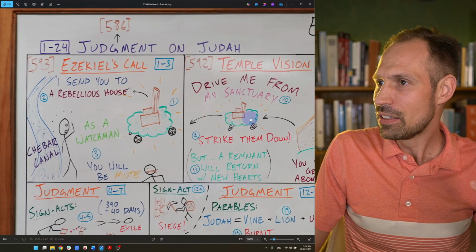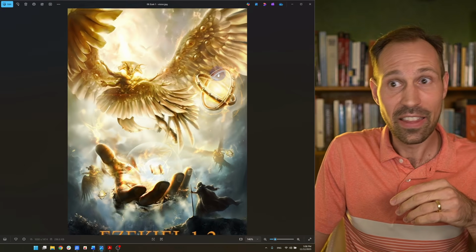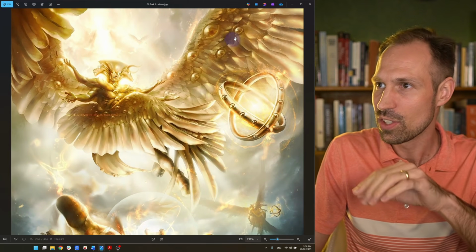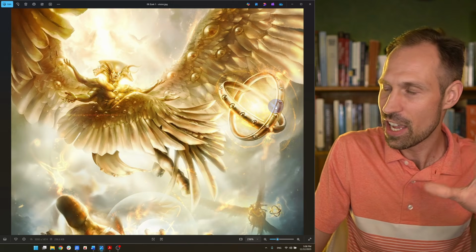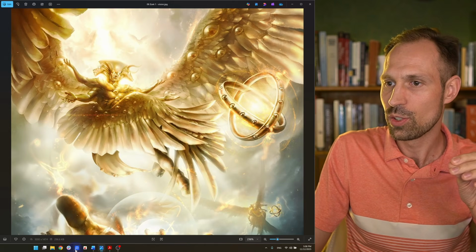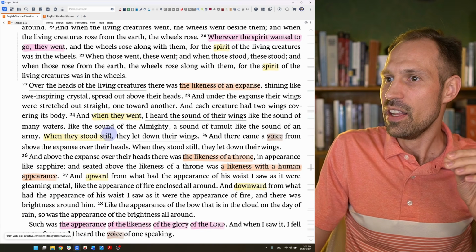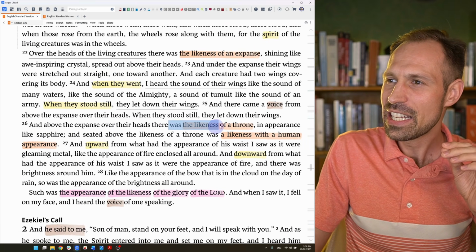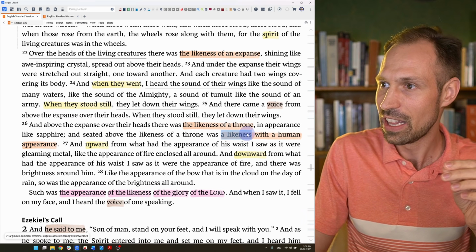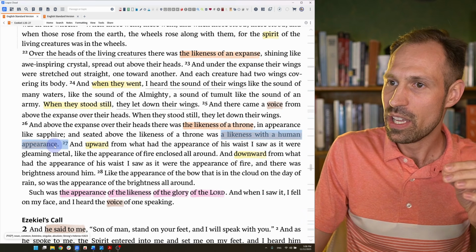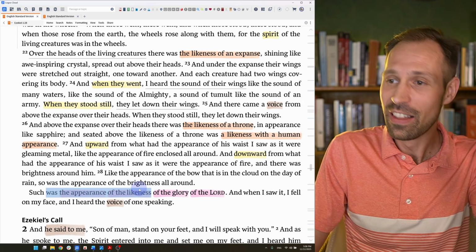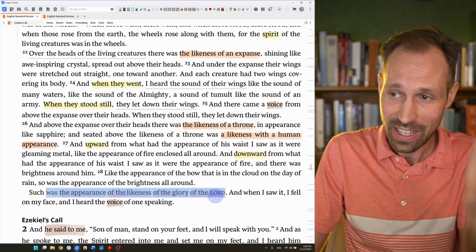They probably looked maybe a little something like this. Now, isn't that an epic picture right there? We got wheels inside of wheels, and there's eyes all over the living creatures and all over the wheels. Well, each of these 4 wheels is going to be supporting what Ezekiel calls the likeness of a throne. And sitting on top of this throne was the likeness of a human appearance, which Ezekiel calls the appearance of the likeness of the glory of God.